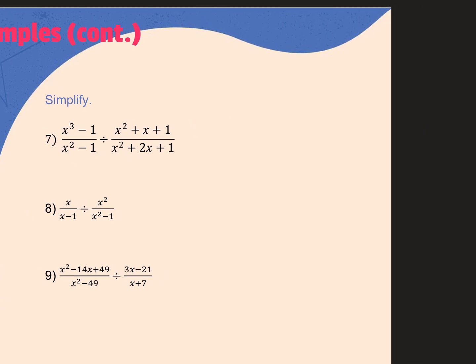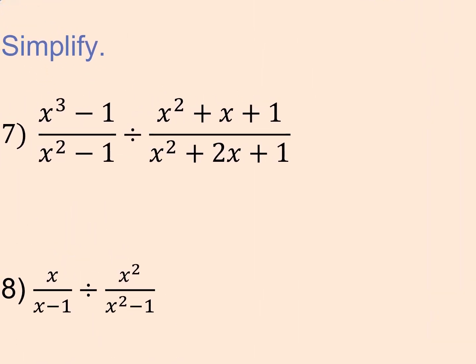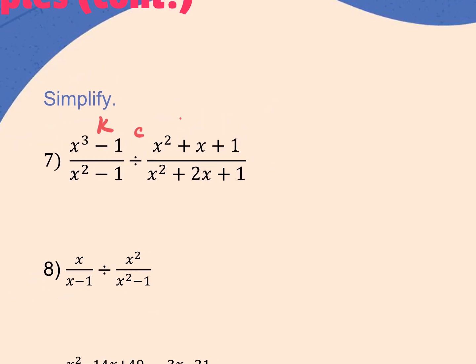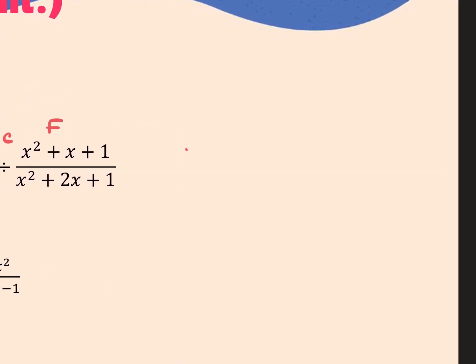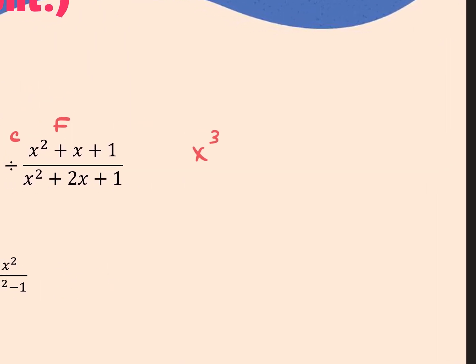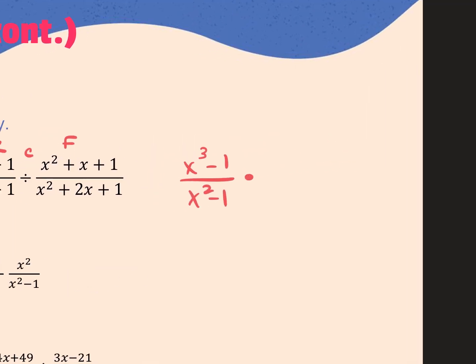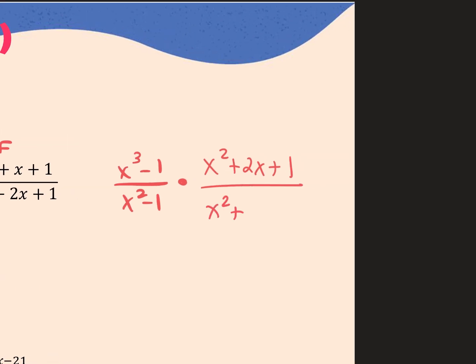All right. What do you notice here about number 7? It's what? It's a cubed. It is. But what is the operation that's being performed? Division. So what should we do first? We should keep, change, flip. So I'm going to rewrite this as x cubed minus 1 over x squared minus 1, right? Check me, make sure I don't rewrite it incorrectly. X squared plus 2x plus 1 over x squared plus x plus 1. Everybody with me? Okay. What do you notice about top left?